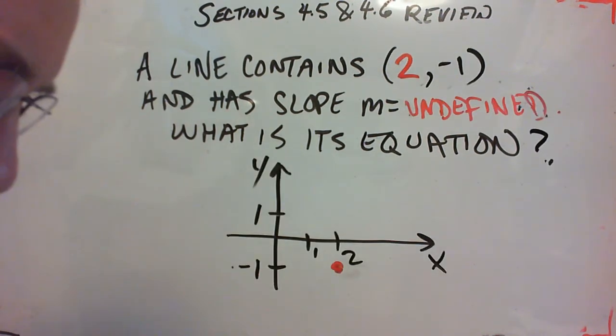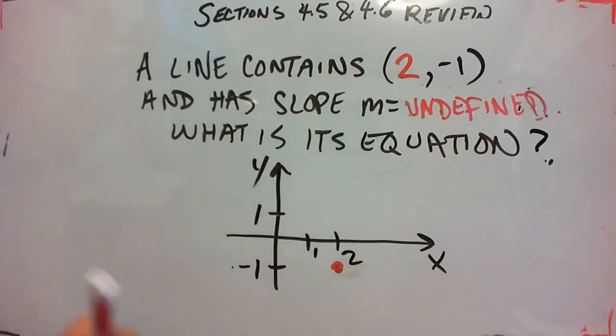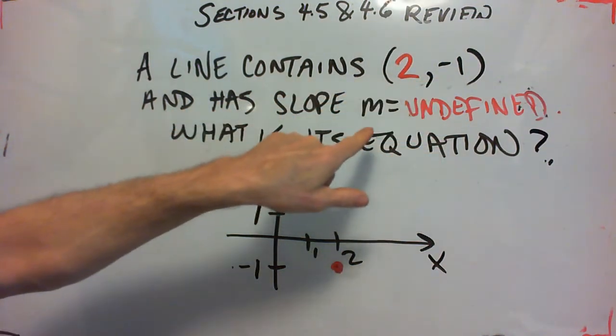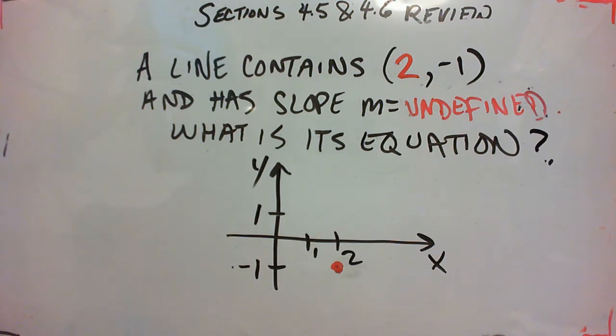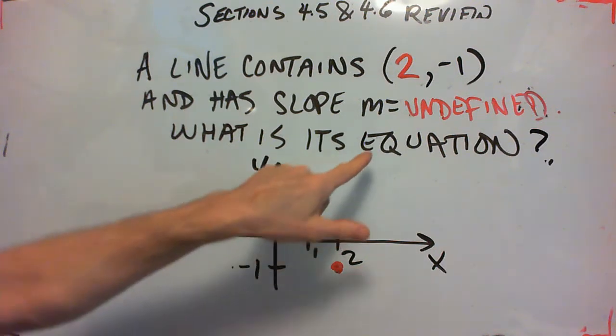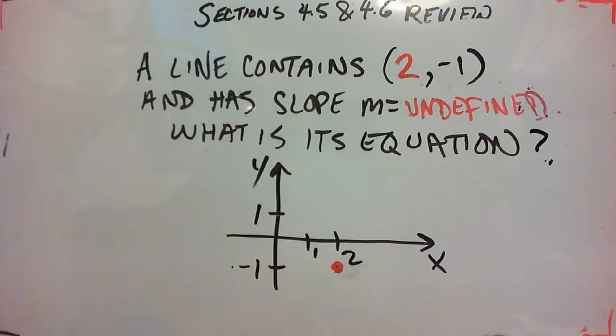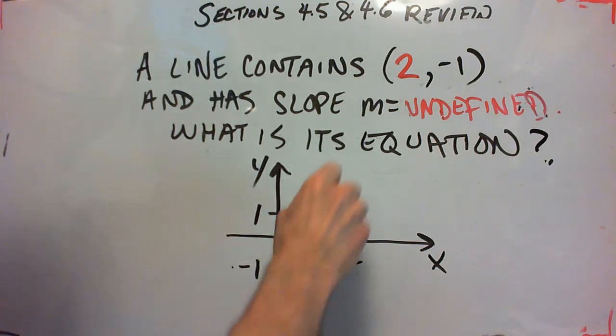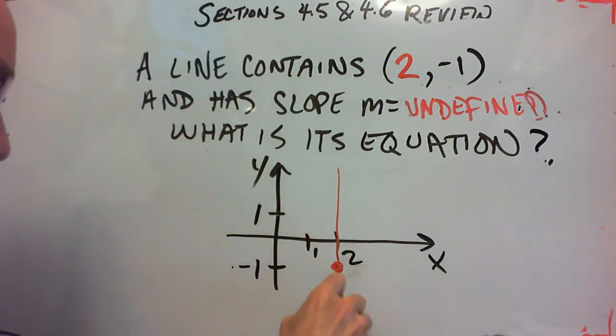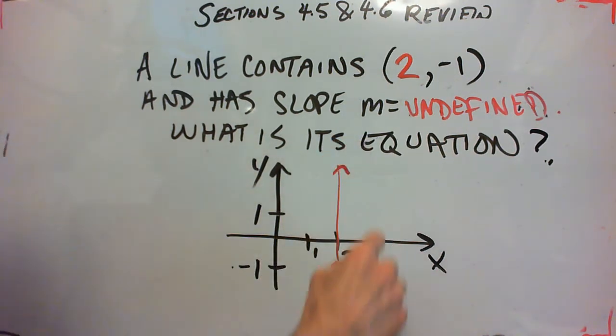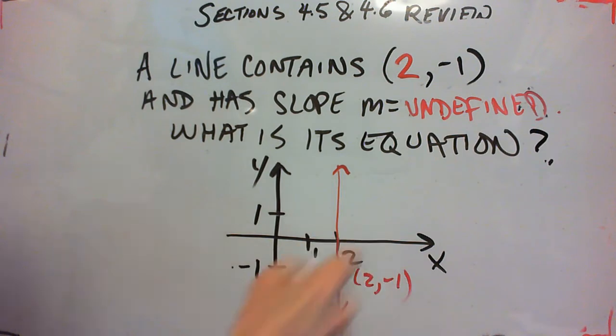Okay, here's a problem like number 5. A line contains the point (2, -1) and has slope m equals undefined. Now, from the notes or the book, you read about this type of line. Undefined means it's a vertical line, and the vertical line passes through this point (2, -1).